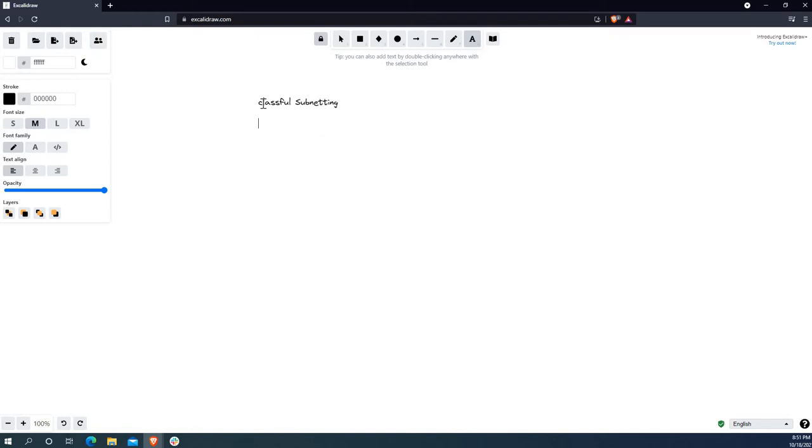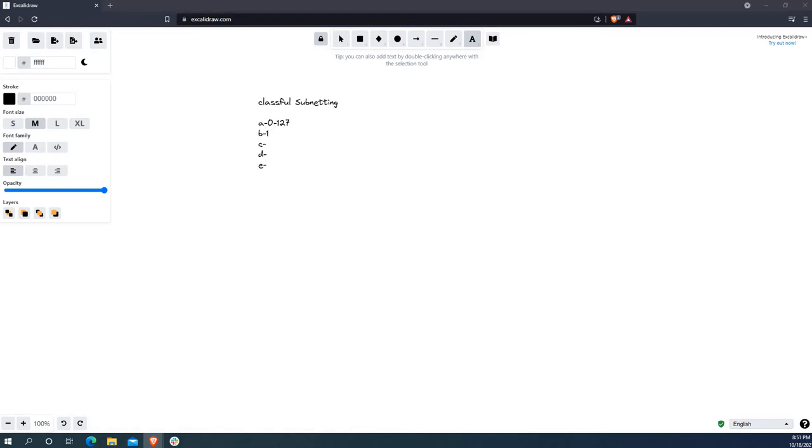Okay, Classful Subnetting is when there's A, B, C, D, and E. And within each letter, it represents a range of IP addresses. So A is 0 to 127. B is 128 to 191.